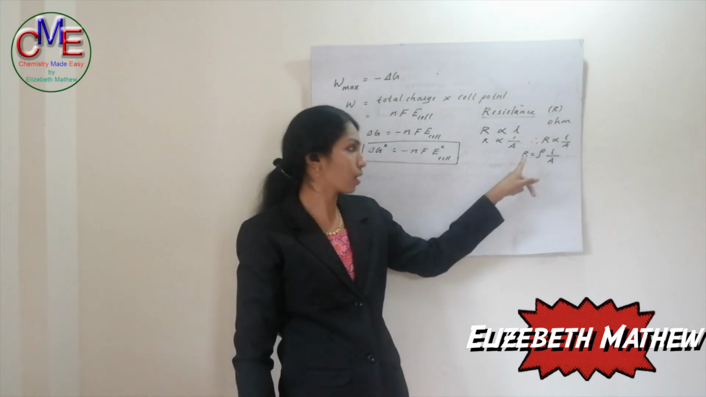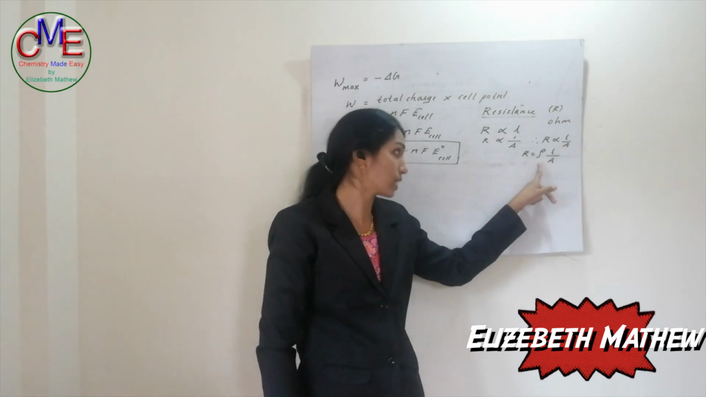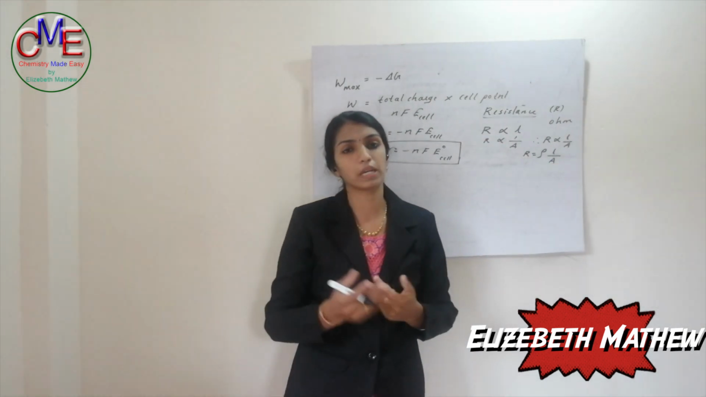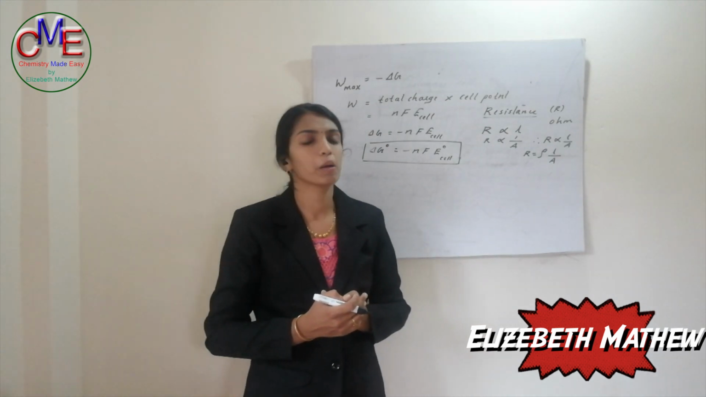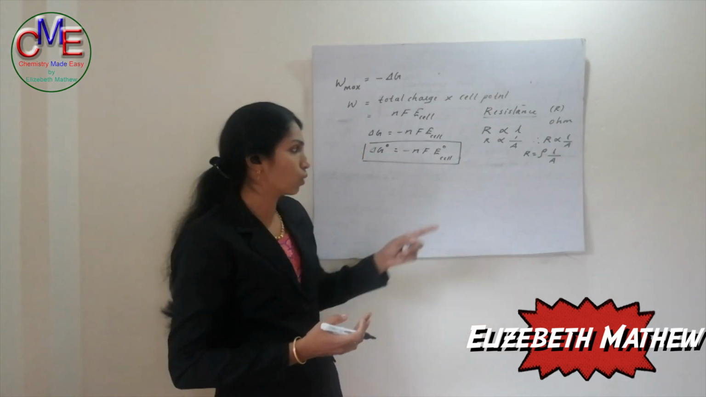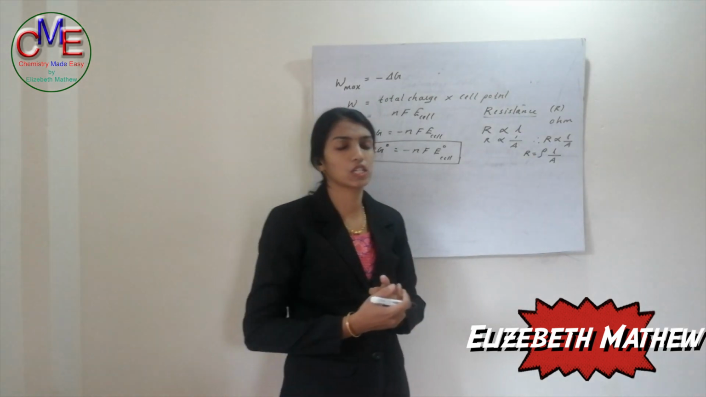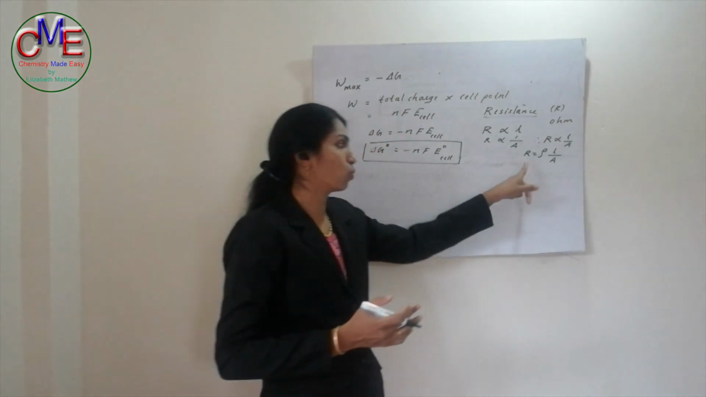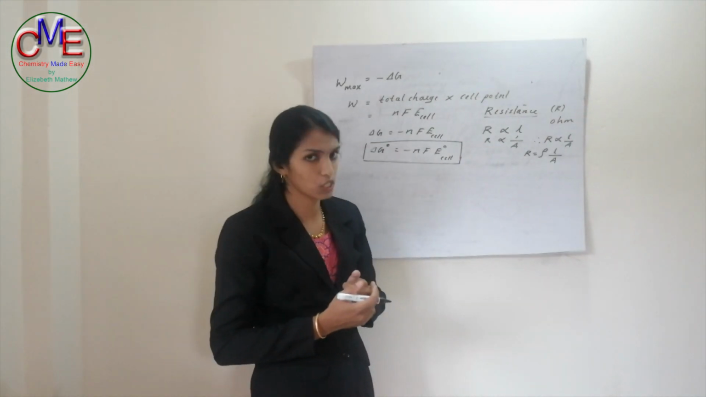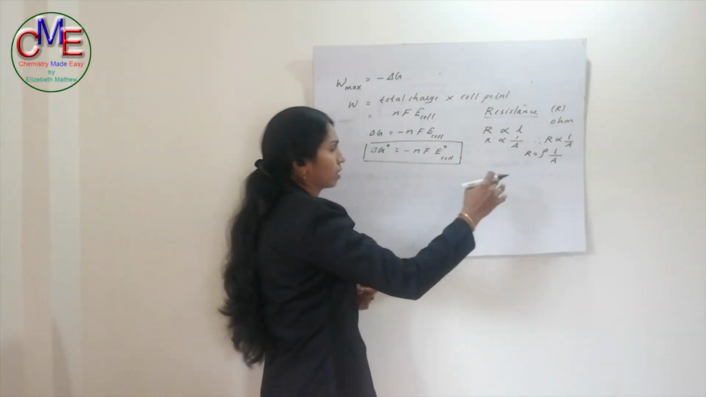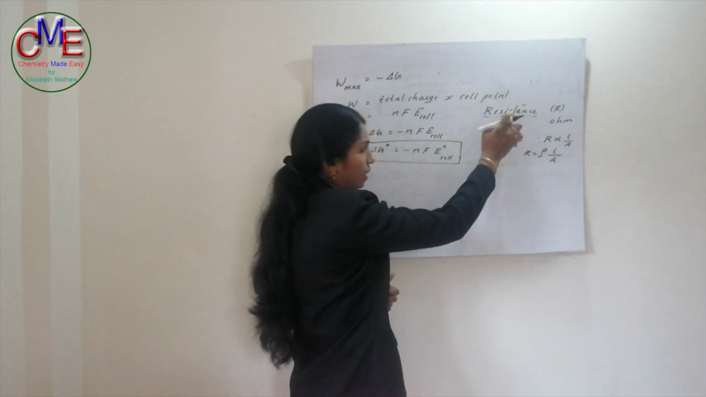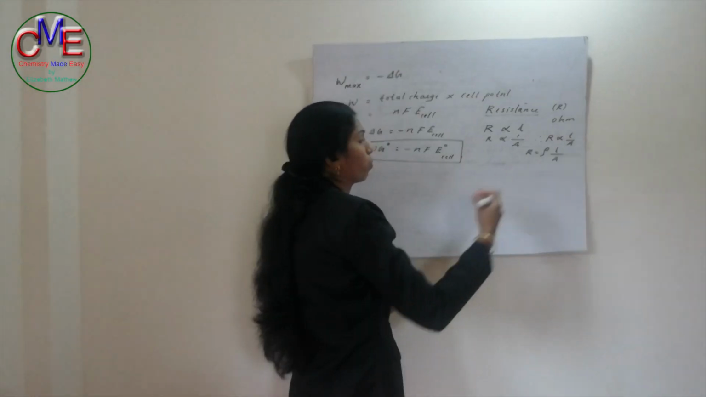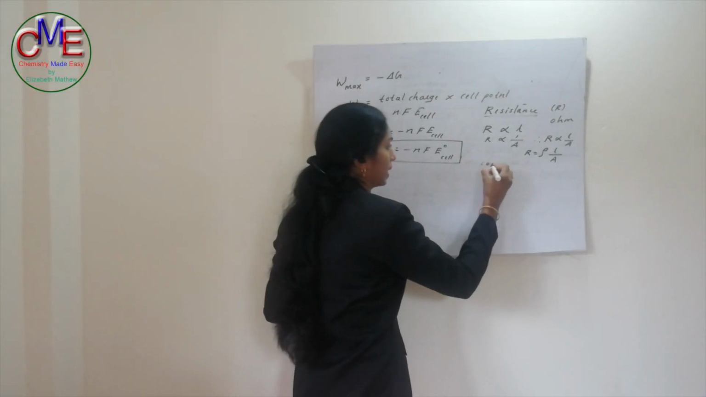So we can define resistivity or specific resistance as the resistance when the length of the object is 1 meter and area of cross section is 1 meter square. The unit of specific resistance or resistivity is ohm meter. This is the SI unit. We already discussed what is resistance and what is specific resistance or resistivity. Now let's move on to the next term, that is conductance.